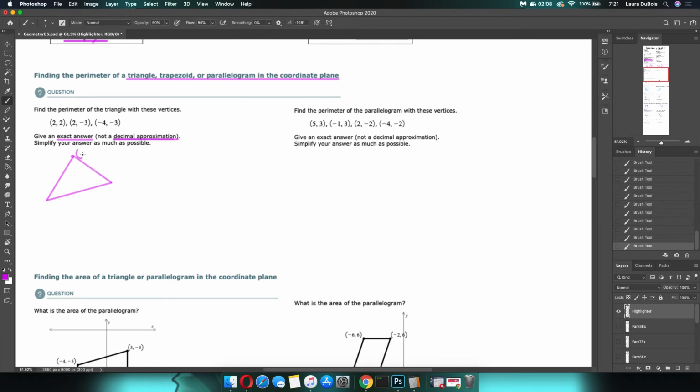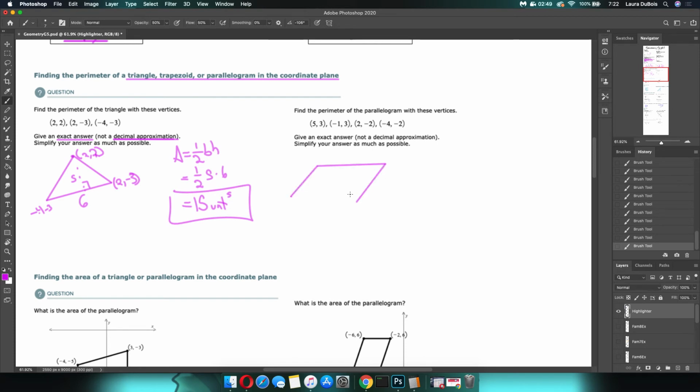So let's see here. This is 2, 2. This is 2, -3. So since these line up, I can figure out a base. That's 2 from 3, so this is a height of 5. And then this is going to be -4, -3. So this acts as a base. If I'm jumping from 2 to -4, I'm doing a jump of 6. So area is 1/2 base times height. So 1/2 times 5 times 6, which is going to be 15 units squared. There we go. Find the perimeter of the parallelogram.